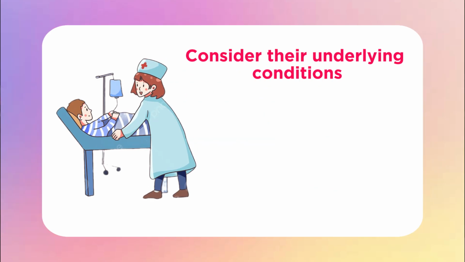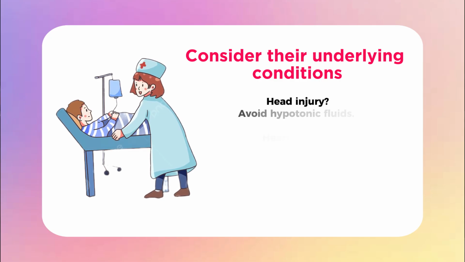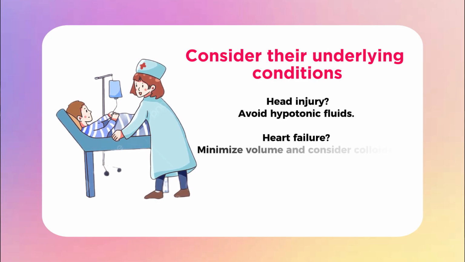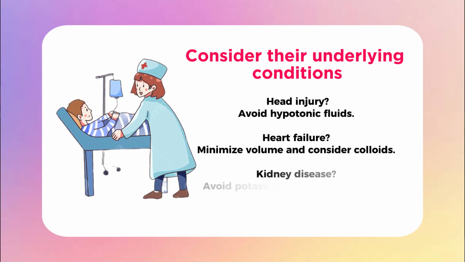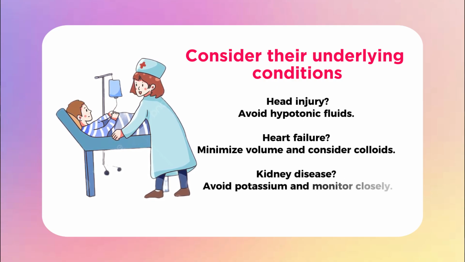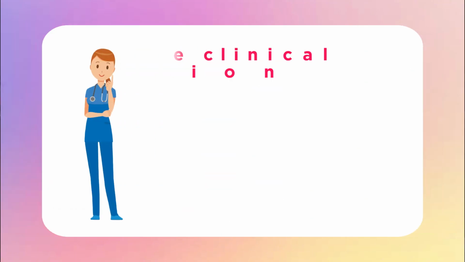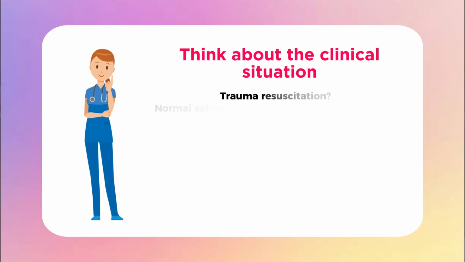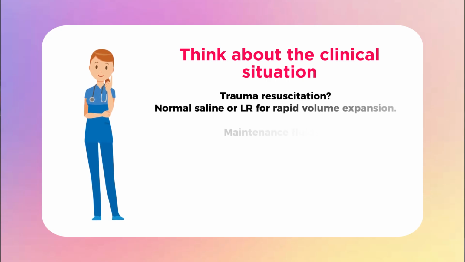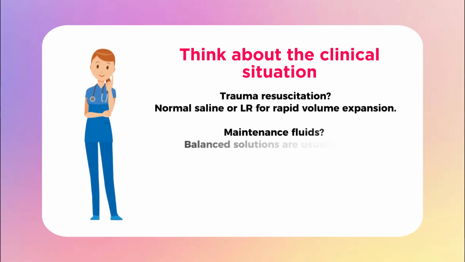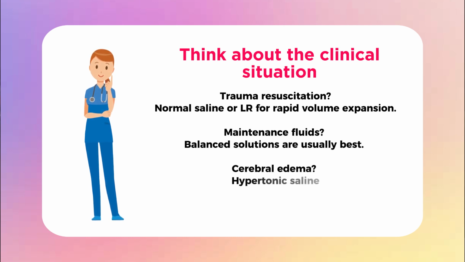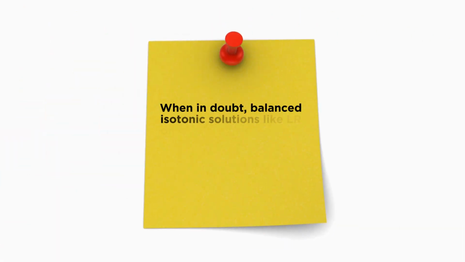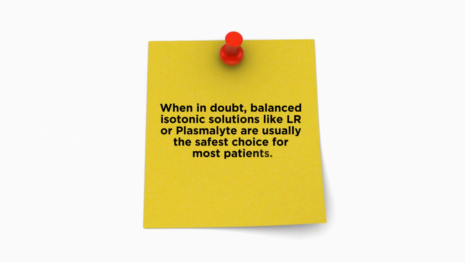Third, consider their underlying conditions. Head injury? Avoid hypotonic fluids. Heart failure? Minimize volume and consider colloids. Kidney disease? Avoid potassium and monitor closely. Fourth, think about the clinical situation. Trauma resuscitation? Normal saline or LR for rapid volume expansion. Maintenance fluids? Balanced solutions are usually best. Cerebral edema? Hypertonic saline. Here's some clinical pearl. When in doubt, balanced isotonic solutions like LR or Plasmalyte are usually the safest choice for most patients.